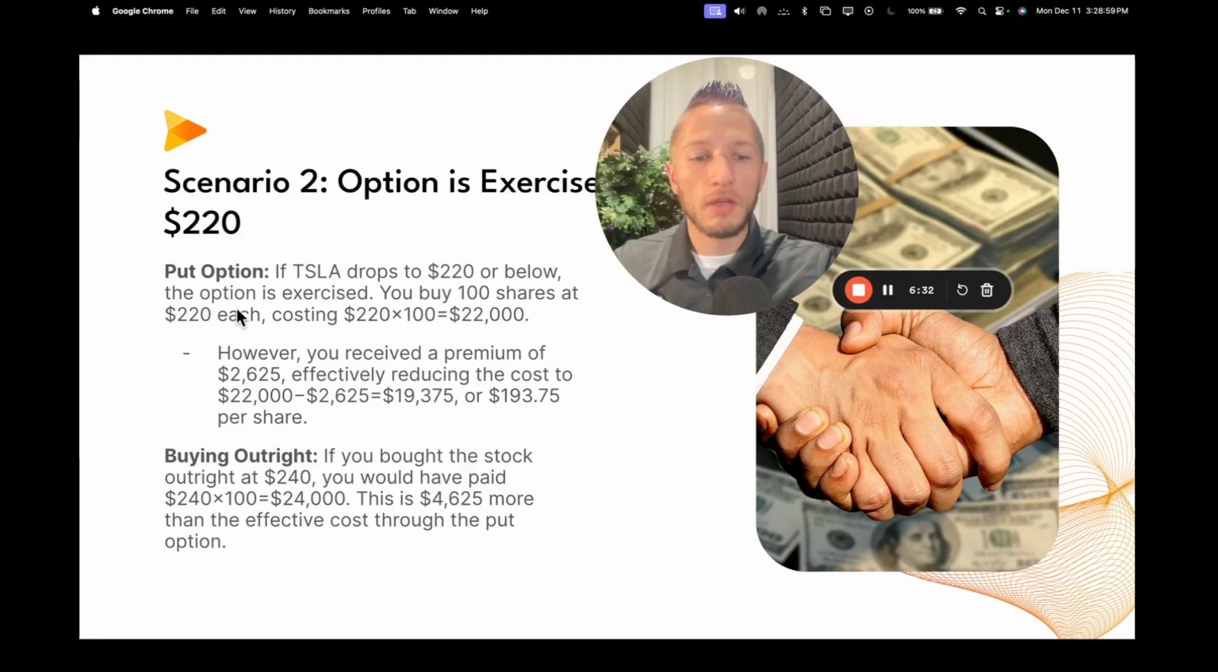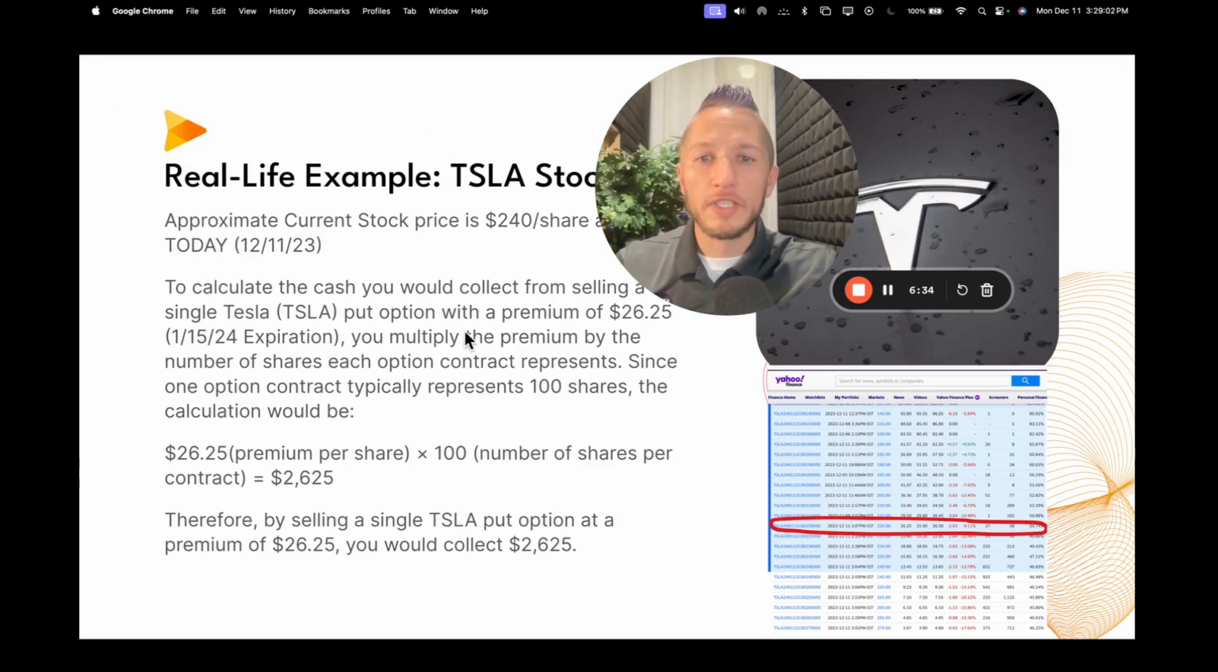Excuse my typo here. With that being said, if the options contract costs $26.25 to purchase, then we are going to be multiplying the premium times the number of shares within the contract. So in the event you wrote this option contract and received $26.25 per options contract, you would receive a premium from the potential buyer on the other side of $2,625. Now, this contract is supposed to execute at $220 per share.